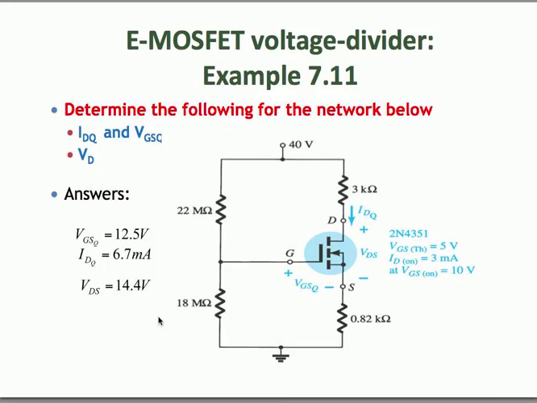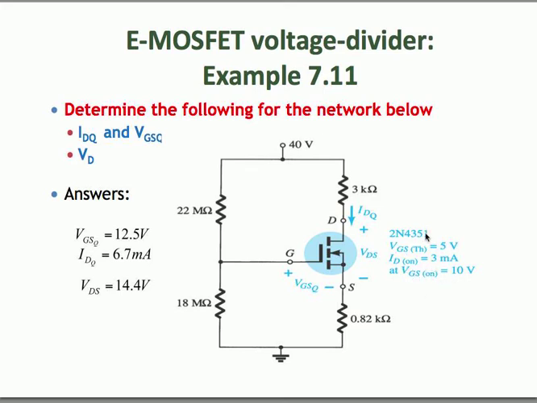Let us now have a look at a simple example of how to analyze a MOSFET with a voltage divider bias circuit. This is example 7.11 from your textbook. You are given a MOSFET with a voltage divider bias, and the values of the resistors are given, and also the threshold voltage of the MOSFET is given as 5 volts. And what is stated here is that when the applied gate source voltage is 10 volts, you get a drain current of 3 milliamps.